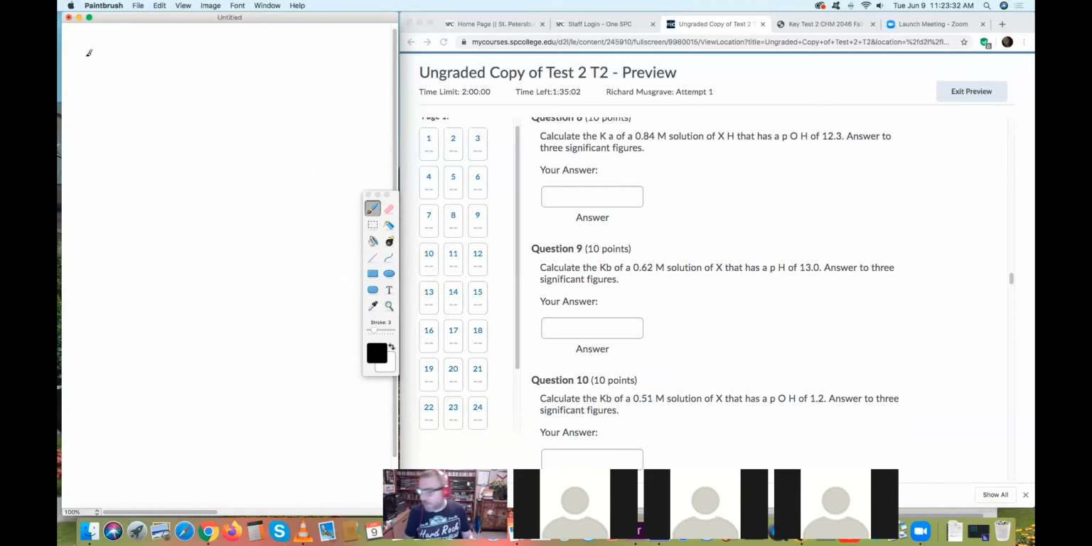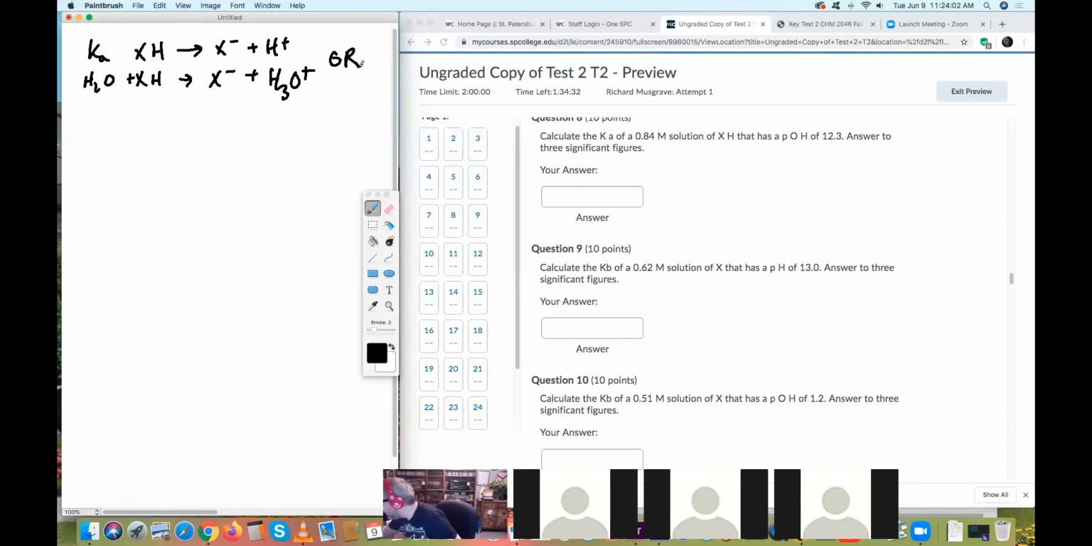And if we got XH and we're looking at Ka here, and if we were to do the reaction, it would become X minus plus H plus, or this works as well. H2O plus XH gives X minus plus H3O plus. So either of those is going to work fine for what we're doing here, because these two things are the same.